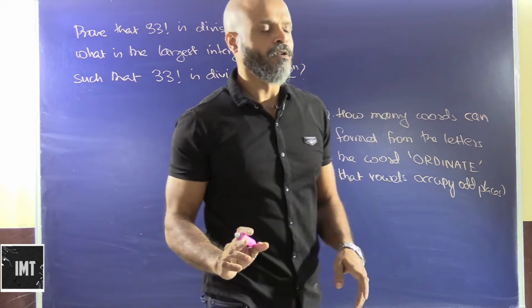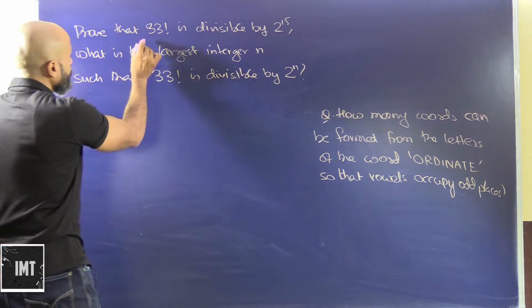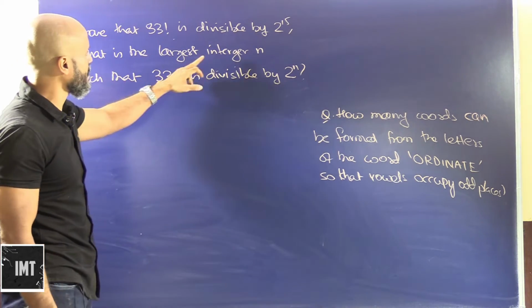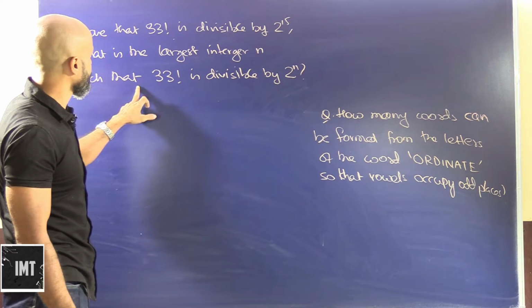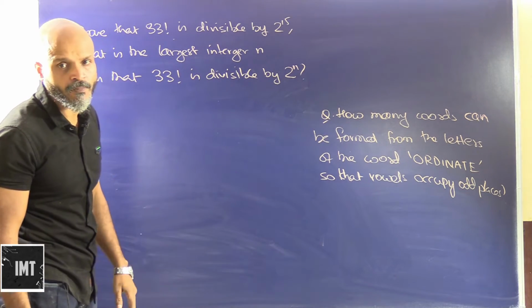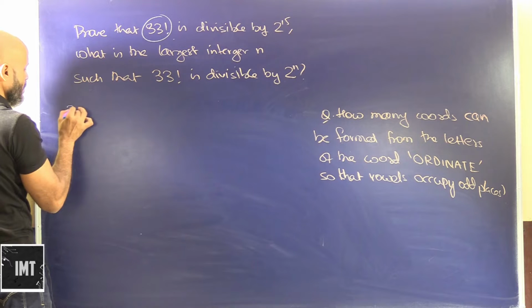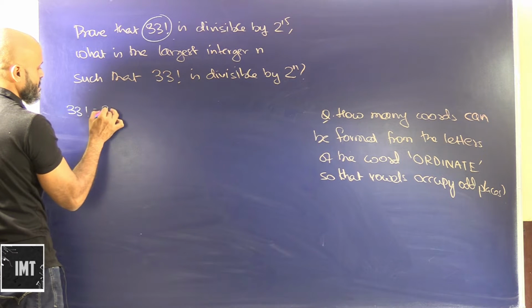Okay, another problem out here. Prove that 33! is divisible by 2 to the power of 15. What is the largest integer n such that 33! is divisible by 2 to the power of n? So this is factorial 33 basically. If we look into the factorial 33 part, this will be how much?